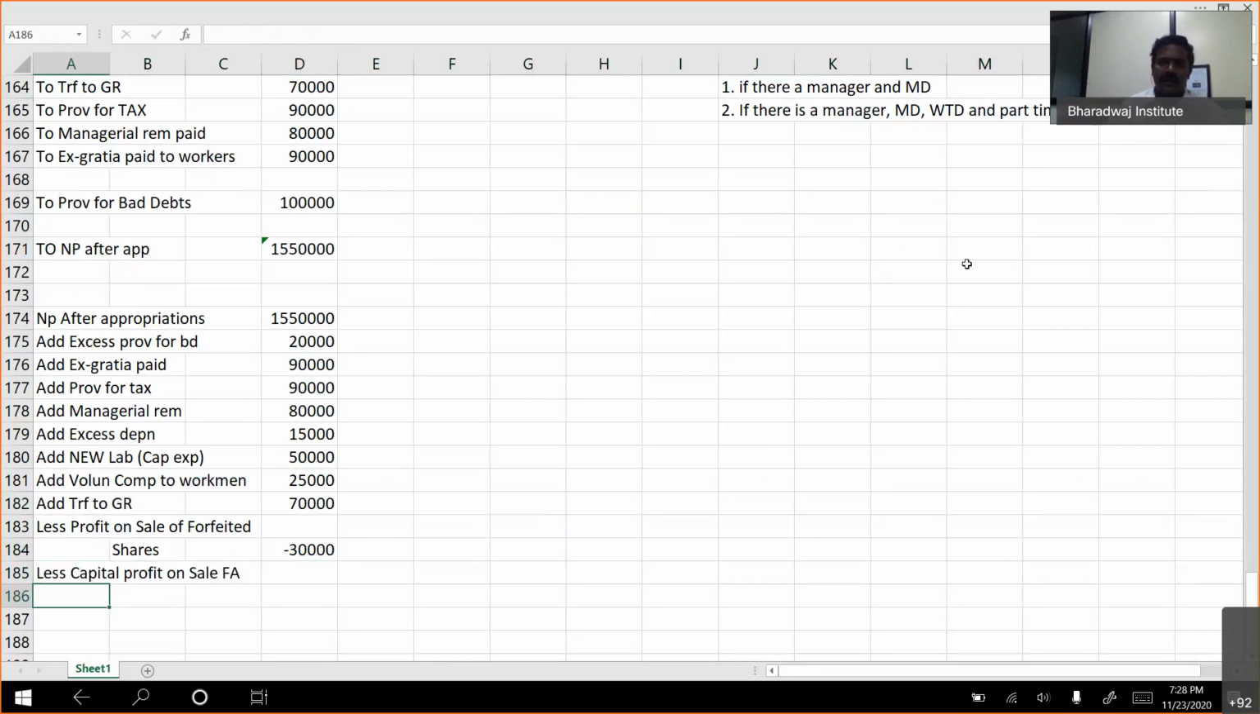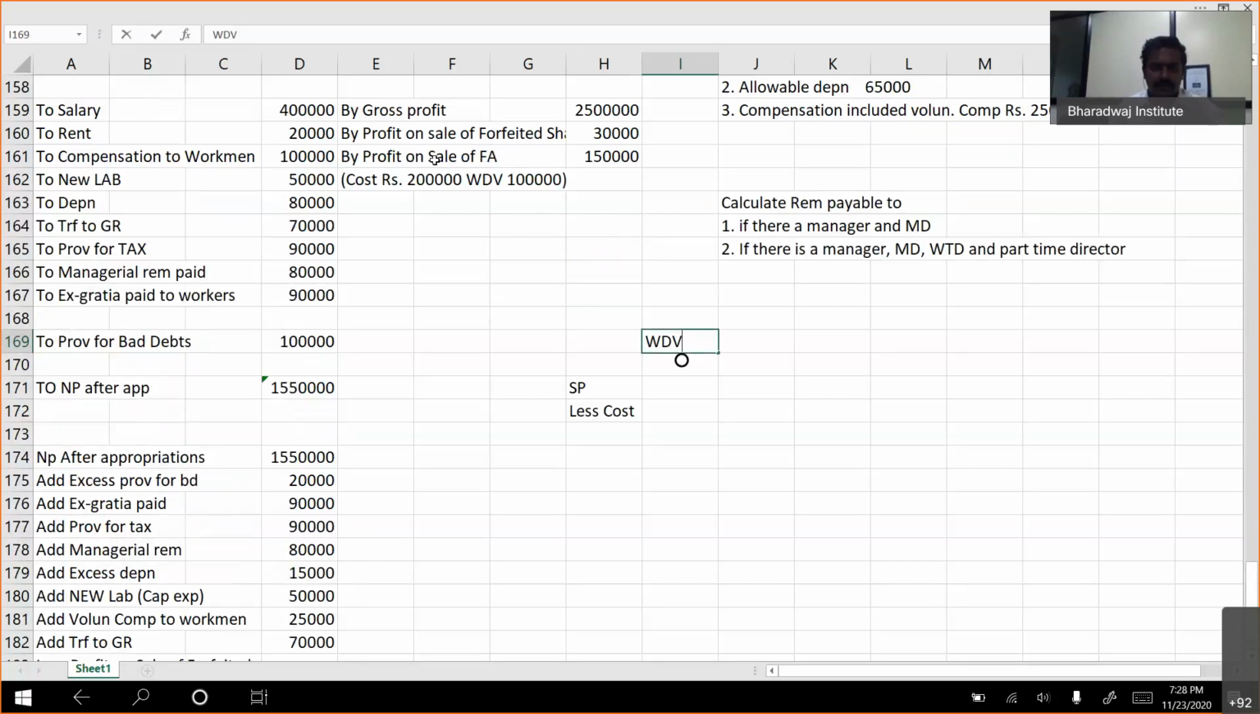Sir, what is a capital profit? Selling price less cost. Sir, how to find out selling price? What is the WDV of the asset? Check. What is the WDV of the asset? 1 lakh. Okay. What is the profit on sale?